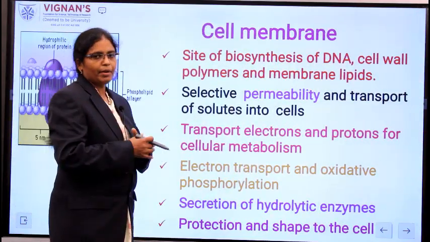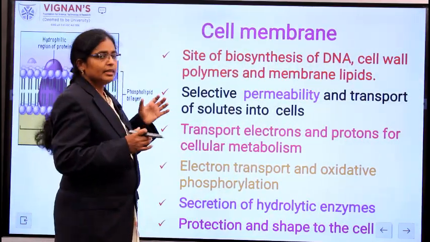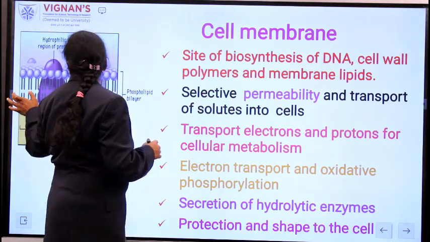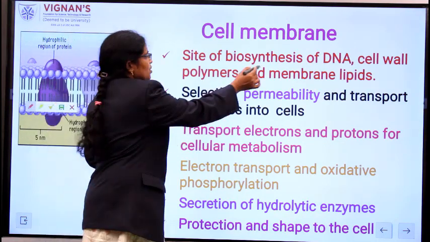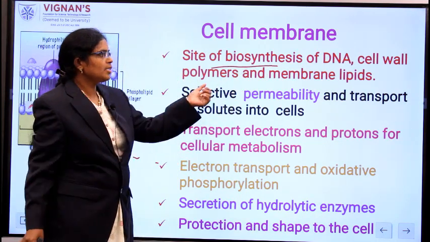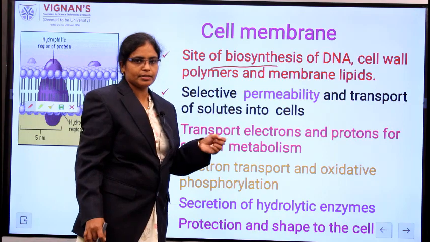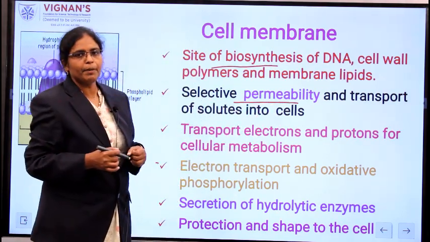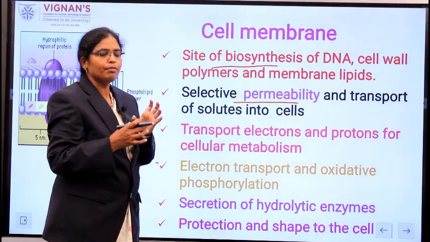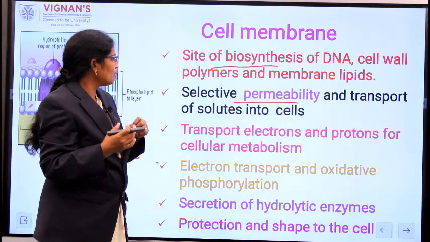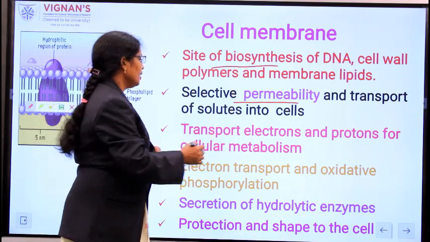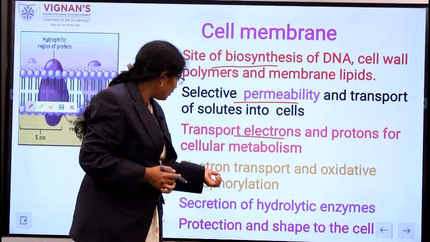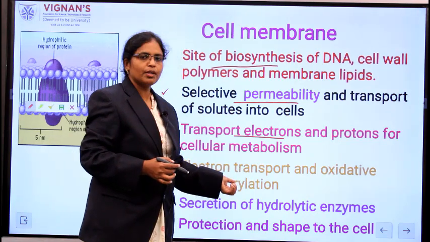And see the cell membrane. This cell membrane performs various functions. This is the site for biosynthesis of the genetic material, cell wall polymers and lipids. And this is permeable. Permeable means it allows the movement of molecules, ions and solutes in and out of the cell. It transports the electrons and protons which are required for cellular metabolism, electron transport and phosphorylation.